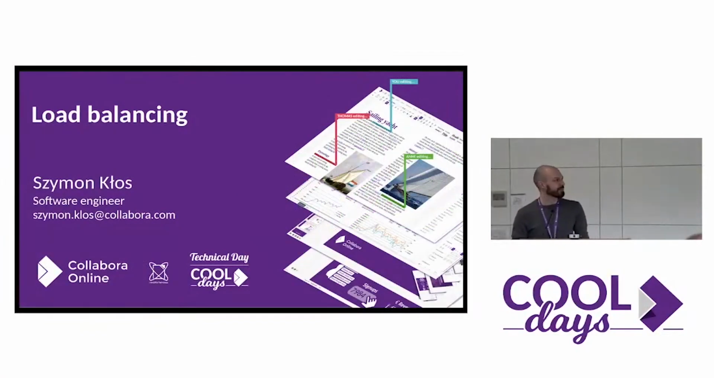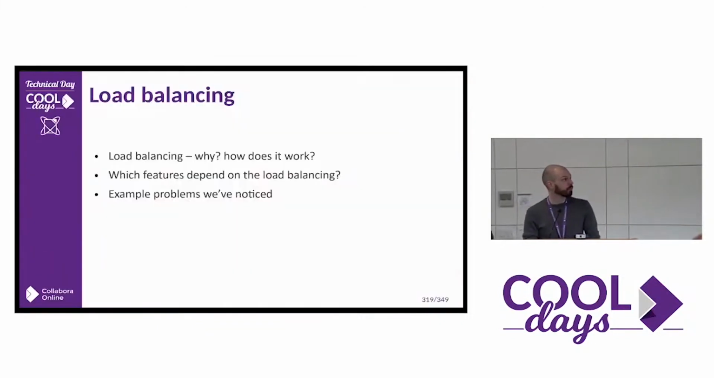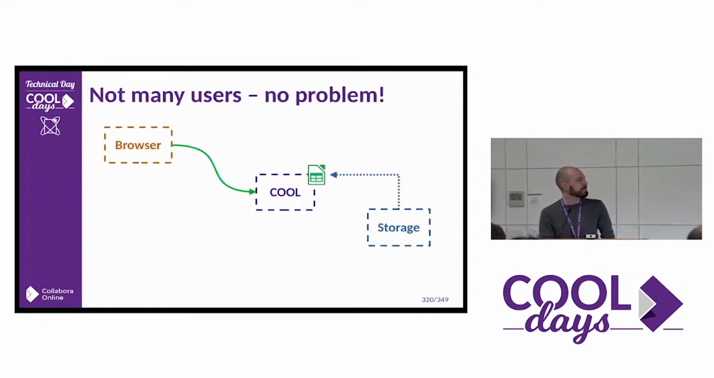Hello, it's me again, and this time I will talk about load balancing: what it is, why we need load balancing, and which features depend on the correct configuration. Life would be very simple if we could have only one user. That user from the browser would connect to the Collabora Online server, and this server would download a file from the storage. We would do the work, save the file, and it's done.